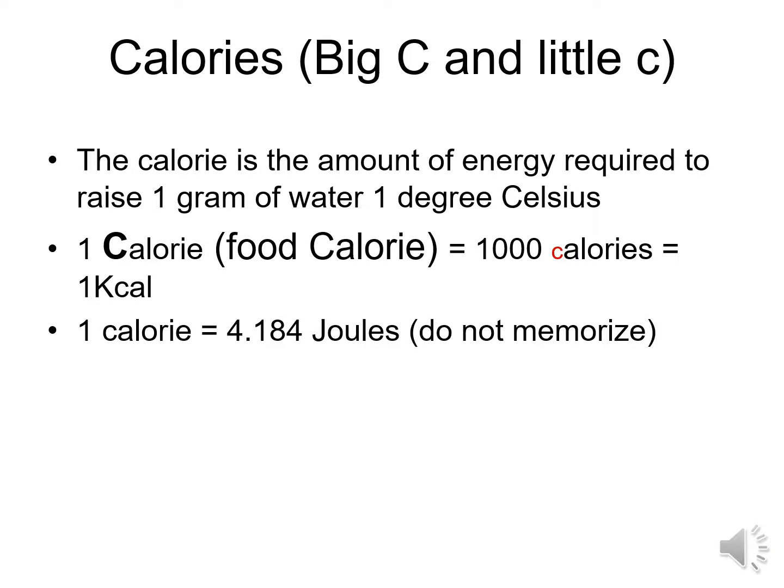Now, little c calorie is actually equal to 4.184 joules. You don't need to memorize that. We will always give it if you need it in a problem. So these would be the conversion factors: 1 calorie over 4.184 joules, or 4.184 joules over 1 calorie.